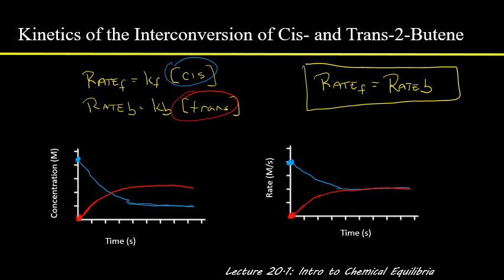And once we get to that point, the reactions are still happening, but the conversion of cis to trans and the conversion of trans to cis are happening at exactly the same rate. And so the concentration remains constant from that point out. It doesn't mean that there are no longer any reactions happening. The reactions are continuing, but the concentrations are not changing.